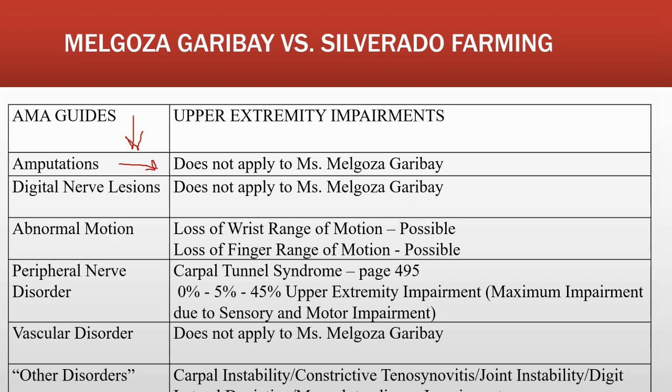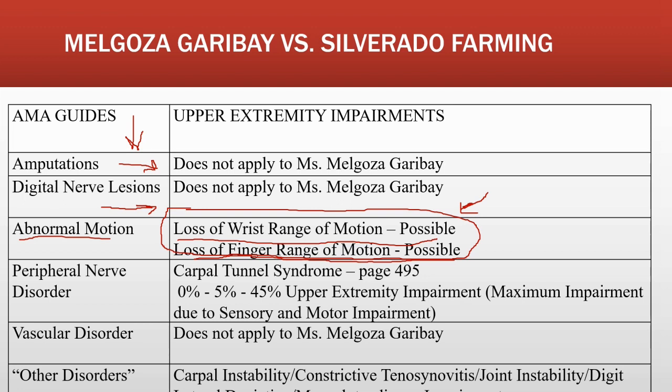Amputations does not apply to Miss Garibay under the strict application of the AMA guides because she did not have any body parts amputated. Digital nerve lesions does not apply. Does abnormal motion apply to Miss Garibay? Well, it could apply if she has some loss of range of motion of the wrist, which we don't know by reviewing the case. She could have some loss of finger motion of the hand or the thumb, but we don't know because it's not described in the case. But this is an impairment that could apply to this particular case and could provide for some small impairment ratings if indeed she had some loss of range of motion.